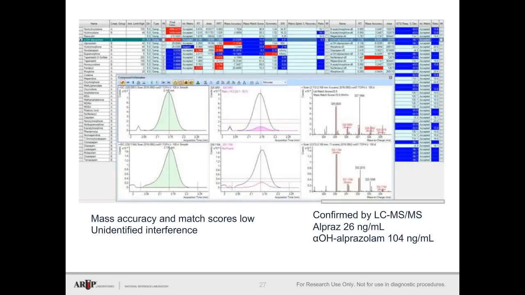This is an example of a biological specimen that needed to be confirmed by LC-MS. The mass accuracy was way off for both the alprazolam and its metabolite, alpha-hydroxyalprazolam, as is the match score. If you look at the isotope pattern, it is clear there's something interfering with the analyte. The specimen came back positive for both analytes, with alprazolam at 26 nanograms per mL and alpha-hydroxyalprazolam at 104 nanograms per mL.